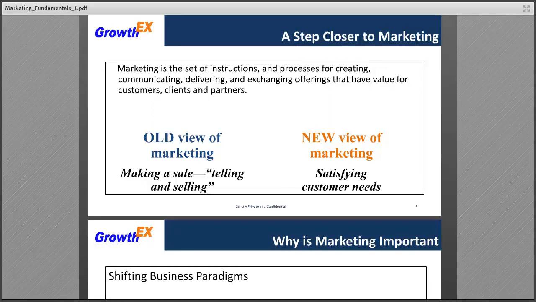So basically this is the difference between the words customers, clients and partners, and as a marketing professional, I have to ensure that I'm delivering value to all of them as well, because unless they find some value in me, they will not do business with me. And that is where the old view of marketing, which used to see marketing as nothing but just telling and selling, has changed.